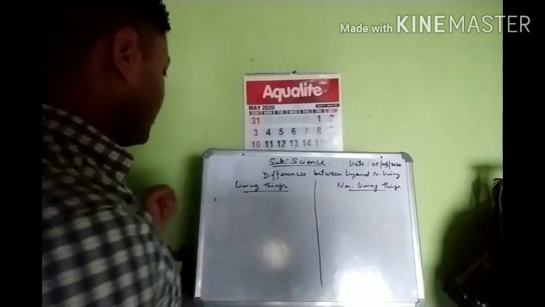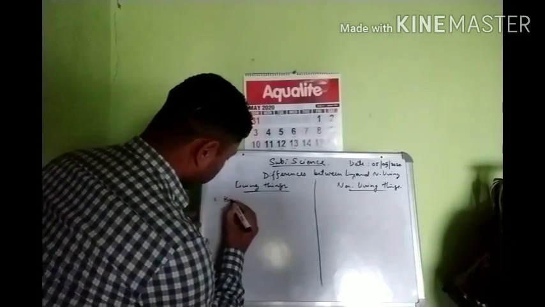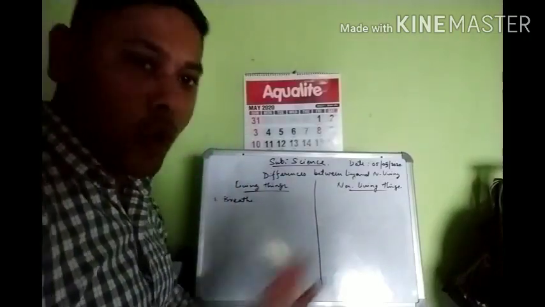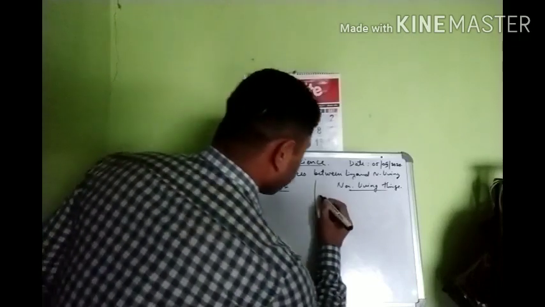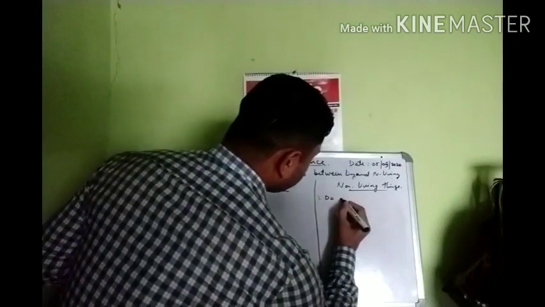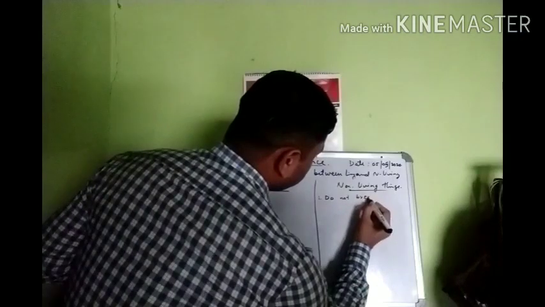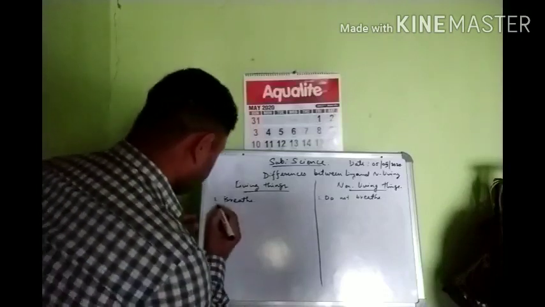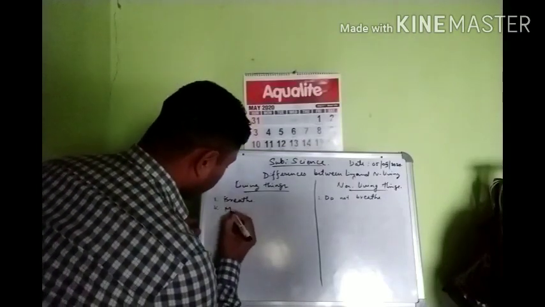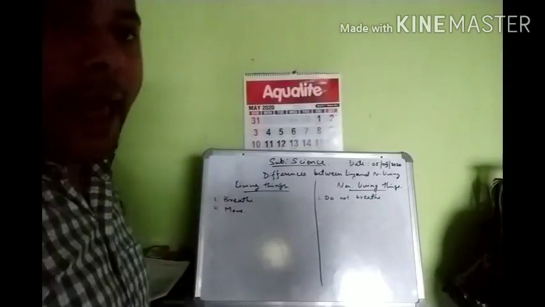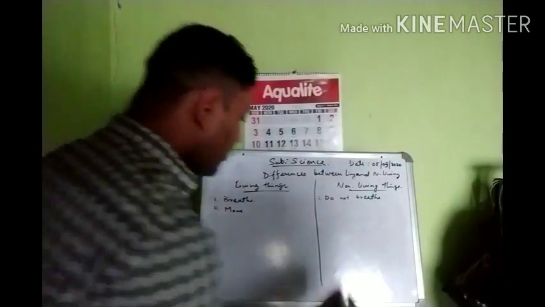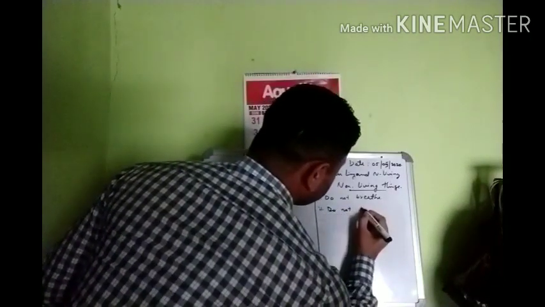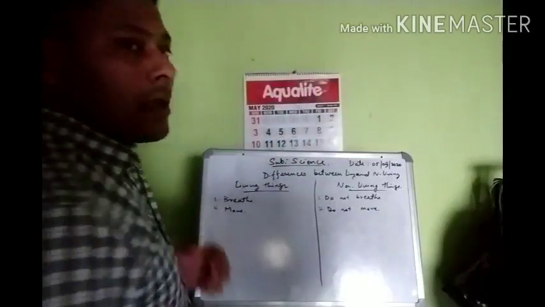Living things breathe. Non-living things, do they breathe? No. Non-living things do not breathe. So number 1 point here will be do not breathe. Number 2 point is they move from one place to another. But non-living things, do they move? No, they do not move from one place to another.